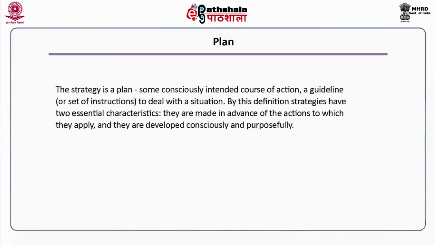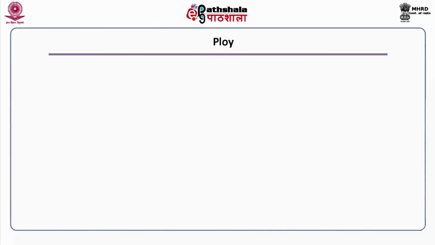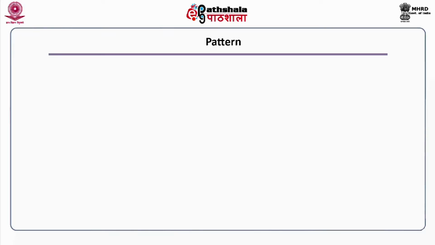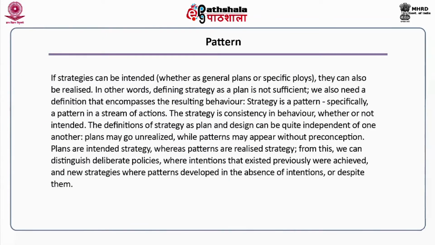Plan. The strategy is a plan, some consciously intended course of action, a guideline to deal with a situation. By this definition, strategies have two essential characteristics. They are made in advance of the actions to which they apply, and they are developed consciously and purposefully. Ploy. As a plan, strategy can be a ploy too, just a particular maneuver intended to outwit an opponent or competitor. Pattern. If strategies can be intended, they can also be realized.